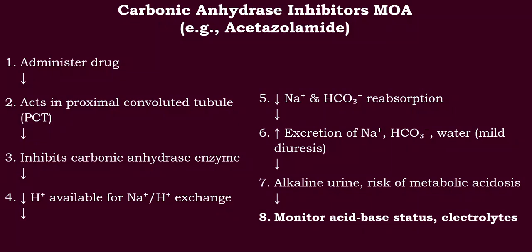Good idea. So, acetazolamide, the carbonic anhydrase inhibitor, gets administered, step 1, acts in the PCT, step 2, inhibits the carbonic anhydrase enzyme, step 3. Which leads to fewer hydrogen ions, step 4, reducing sodium and bicarbonate reabsorption, step 5. Resulting in increased excretion of Na+, HCO3-, and water, a mild diuretic effect, step 6. And causing alkaline urine, but crucially, a risk of metabolic acidosis, step 7. Which is why monitoring is essential, step 8. It covers the sequence nicely.